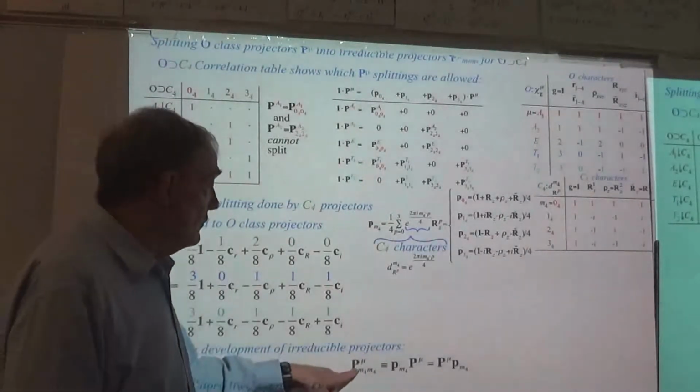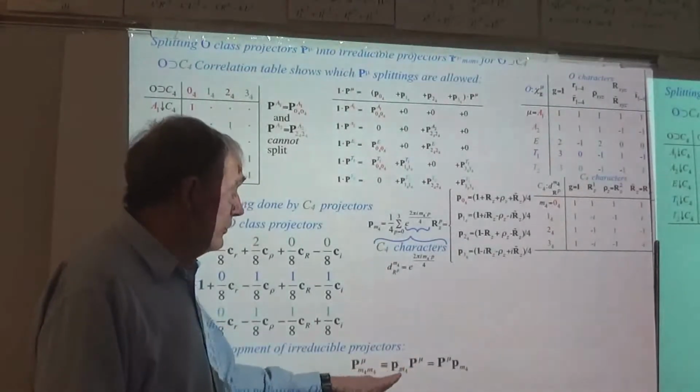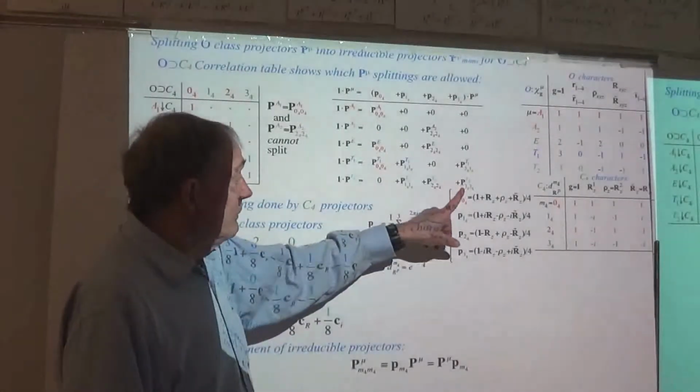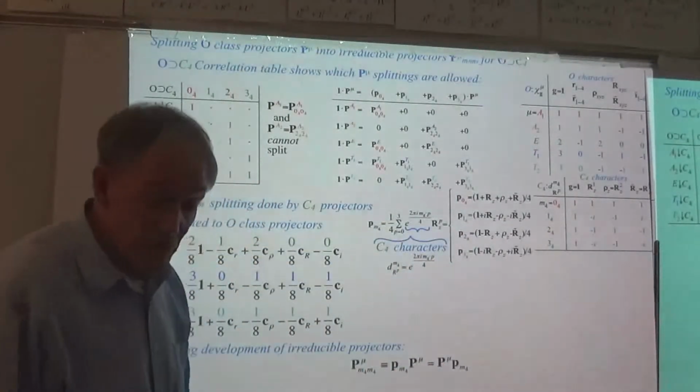Now, remember, this guy is an all-commuting guy. This guy is an all-commuting guy. So you can put this projector from the C4 group on either side. Not going to change the results.